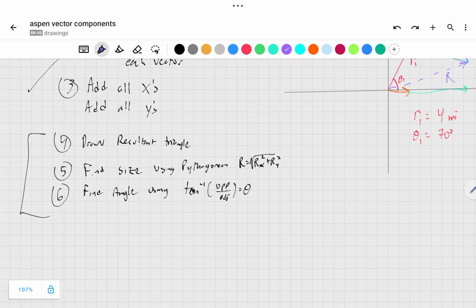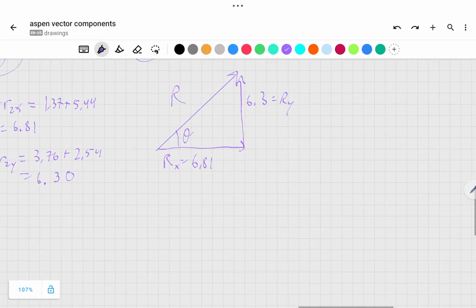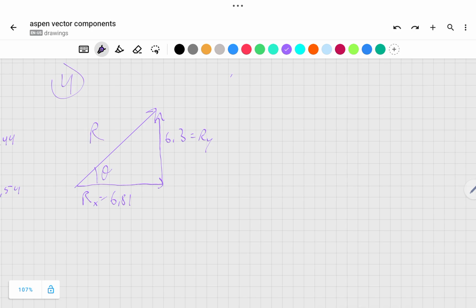Because I drew the triangle now, and now I need to find the new resultant vector length, which is just the Pythagorean theorem. So I do square root of rx squared plus ry squared, which in this case is just going to be 6.81 squared plus 6.3 squared. So that gets to be 9.3-ish. So it's about 9.3. So I'm done with that step.